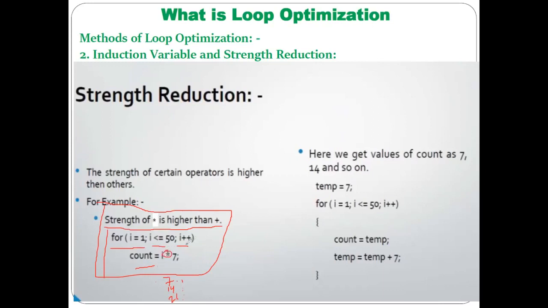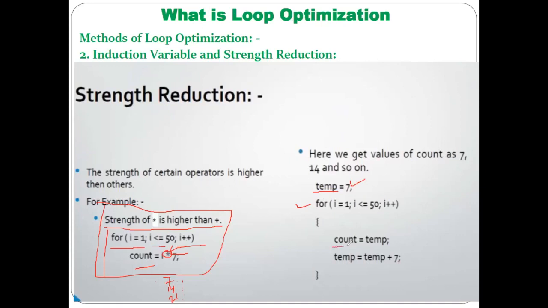If a high strength operator is utilized, the processing time will definitely be more and the execution speed will be less. So is it possible to replace this higher strength operator with a lower strength operator? Yes, it can be done. How? We'll take a separate variable, assign it the value 7, and the loop will remain the same; only some code inside will change.